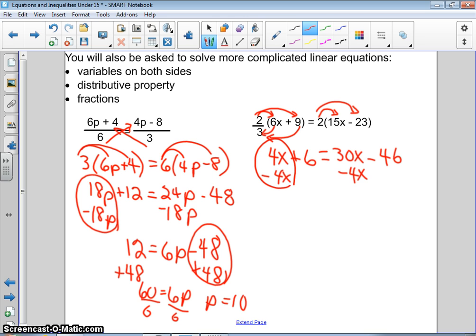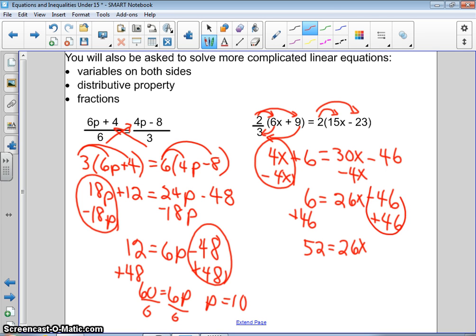This stuff cancels out. We get 6 is equal to 26x minus 46. Add a 46. 46 and 6 is 52 is equal to 26x. All this canceled out. And then the last step is to divide by 26. And you get x is equal to 2. So there's your answer to that one.